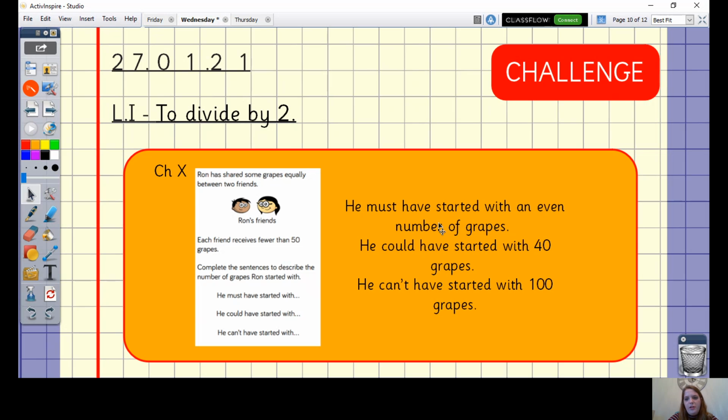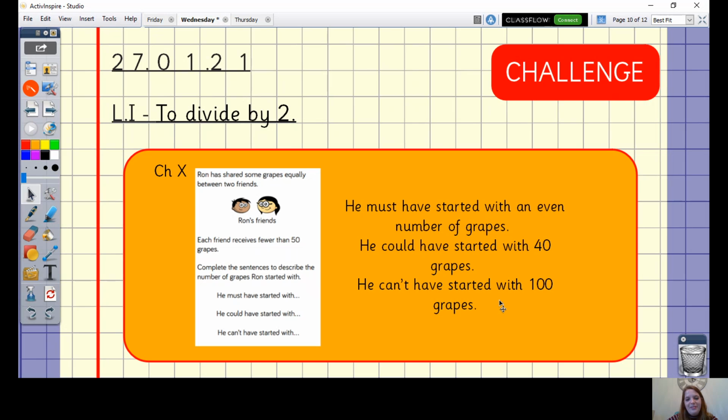He can't have started with 100 grapes. Because if he was sharing 100 grapes equally between 2 friends, that would mean they would each have 50 grapes. But it says here, each friend receives fewer than 50 grapes. Okay, so have a little go at finding, you might be able to find a different possibility to the one that I found.